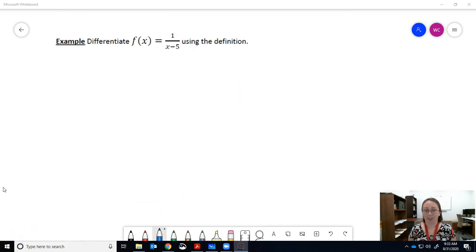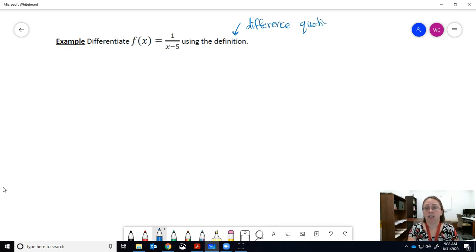So here's our second question, our second example. It says differentiate this function using the definition. What does it mean by definition? Sometimes it just says the definition of the derivative, sometimes it says the difference quotient. So both of those mean the same thing, that formula we were just talking about.